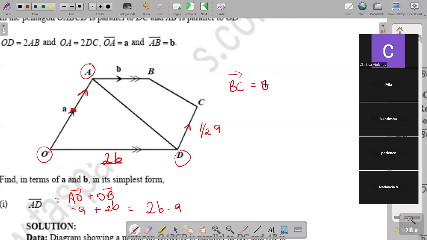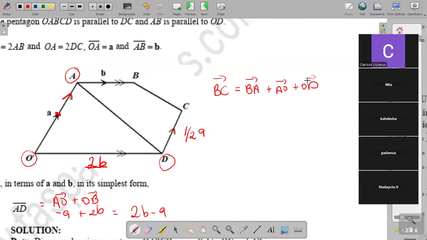They're going to be BA plus what? AO. Excellent. Sorry, I don't know where I wrote OA. Yeah, AO. Plus OD. Excellent. Tell me if you've seen it. And then the next one is what? We aren't done. Plus DC. Everybody see what's going on?